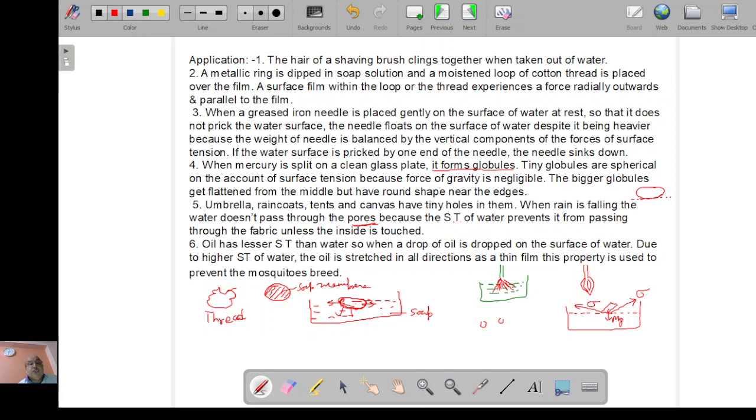As oil has lesser surface tension than water, a drop of oil floats on the surface of water, as the surface tension of water is more than the oil. The oil is stretched in all directions as a thin film. This property is used to prevent mosquito breeding. We may spill oil on the surface of water so mosquitoes will not breed.